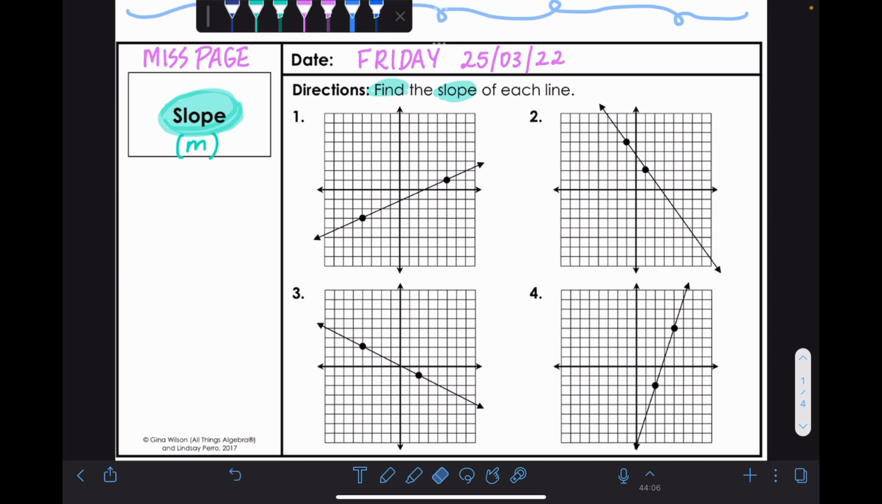So I want you to pause it. I want you to give it a go. And then once you've done all 4 of these, I'll go through and show you a couple of those solutions for each of those methods. All right? Cool.